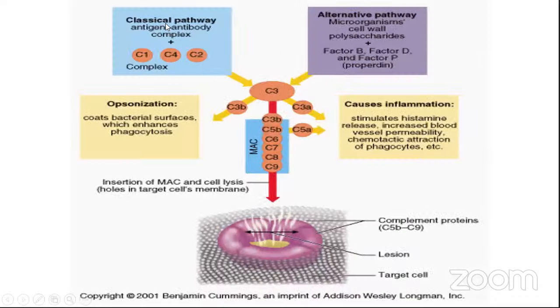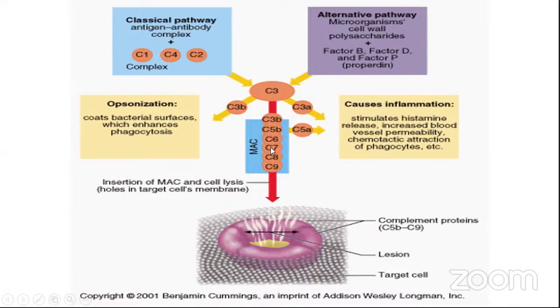So this is the classical pathway: antigen antibody complex, C1, C4 and C2. All these together will act upon C3. In the alternate complement pathway, in the presence of factor D and factor B, it will act upon the C3 and release C3A and C3B. C3A stimulates histamine release and increased blood vessel permeability. All the anaphylactic actions are mainly by C3A, whereas C3B will join the complex, which will act upon C5 and release C5A, which also is a reason for this inflammation.